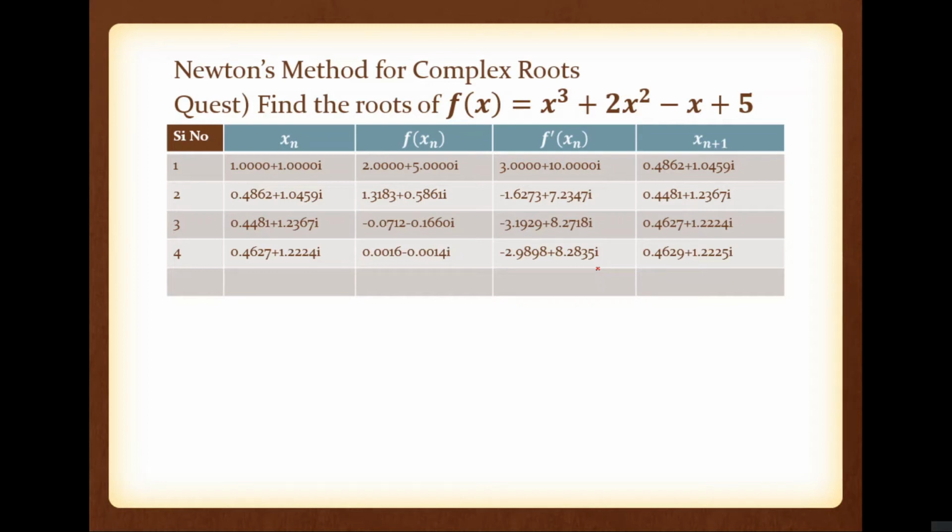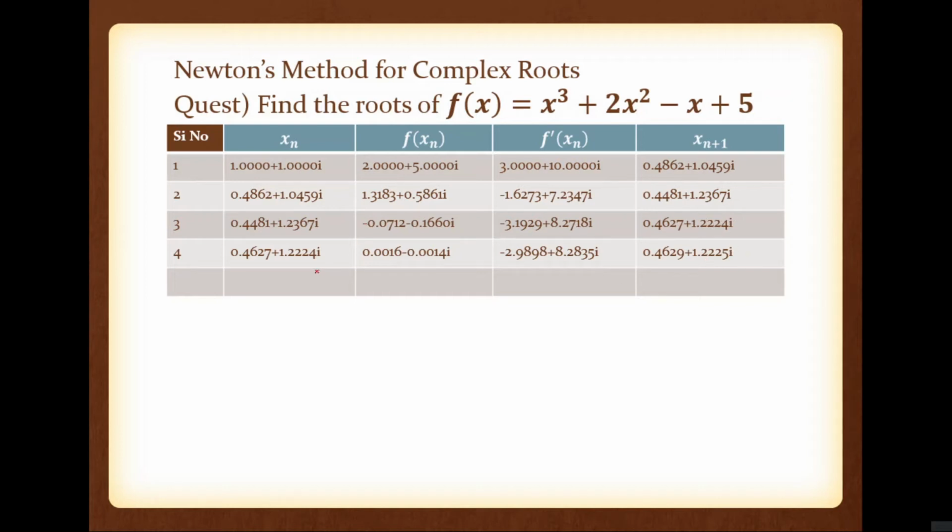That is our assumption. So this system is becoming, or the curve is becoming linear, means f dash will become constant. Okay, so that property is also there, but we are not using that. So anyway, this is f dash of x. So by using xn minus f of xn divided by f dash of xn, xn plus 1 is 0.4629 plus 1.2225j. So if you are comparing the previous value, the difference is very small, right?